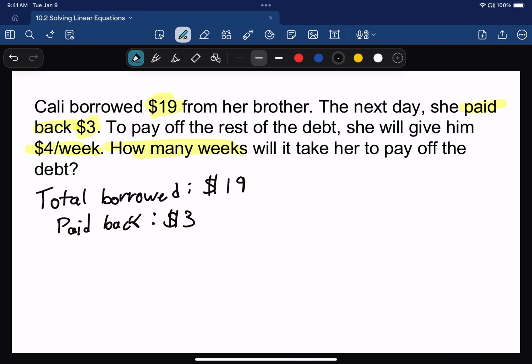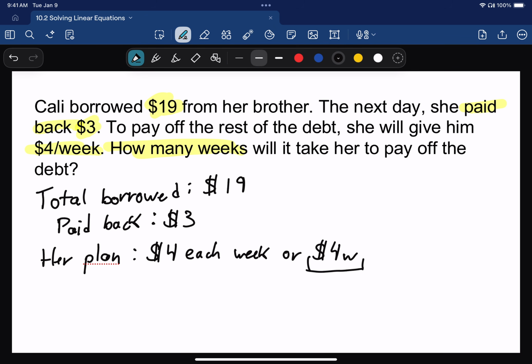So her plan is $4 each week, multiplied by W. So we could say $4 each week, or $4 times the number of weeks that she is going to take to pay back the amount. So 4W. Okay, so how many weeks will it take her to pay off the debt? So we are, in fact, looking for this variable of weeks. We're looking for how many weeks it will take her to pay off the debt.